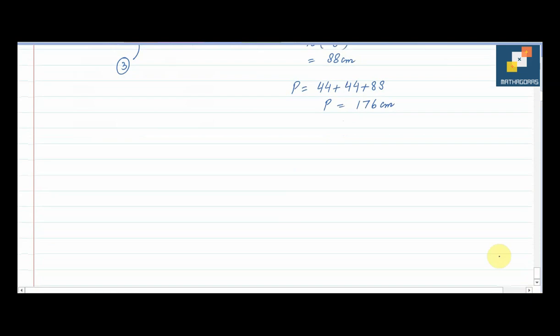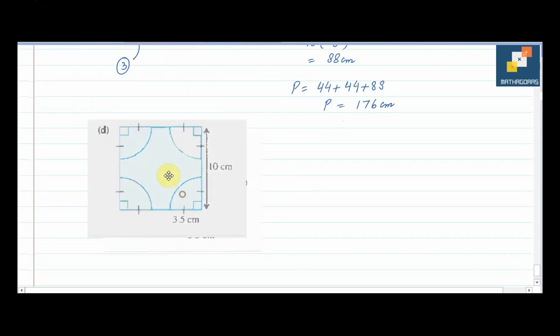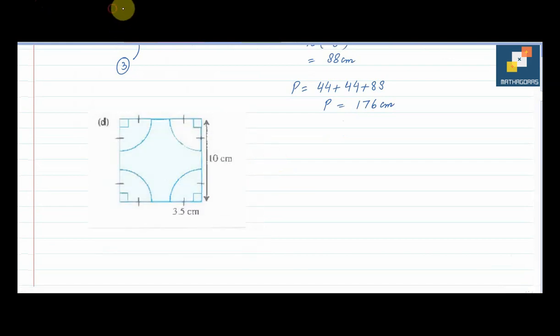Moving on to the next part, that is the last part of question number 3, part D. So we have tried 3 questions. Now I recommend you first try it by yourself. Whatever you think is right, you need to give it a try. Now first I talk about the area. For area, which shapes can you see? Here we can see a square.